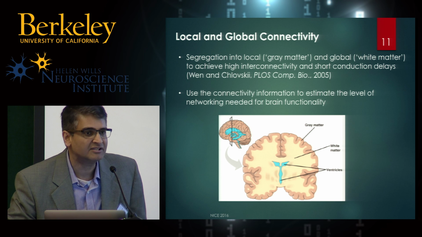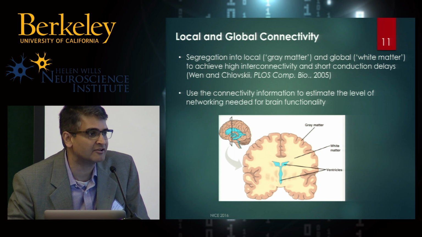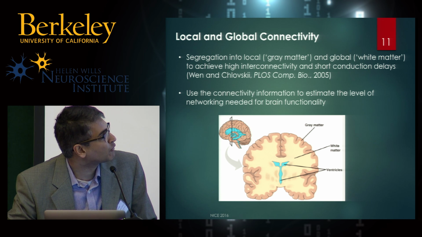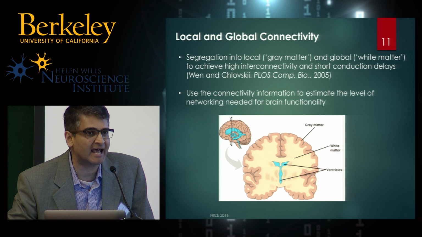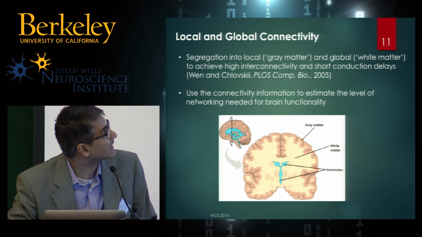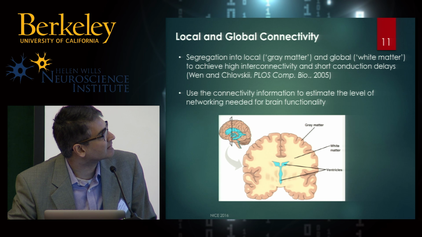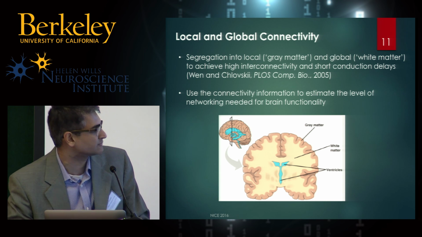And so, as I said, since we don't really have another big program, but we want to try to achieve a system which has the kind of functionality that we want to get from a brain, we can say, well, let's use this connectivity information to estimate the level of networking that's needed for brain functionality.